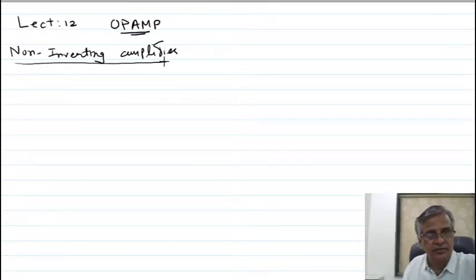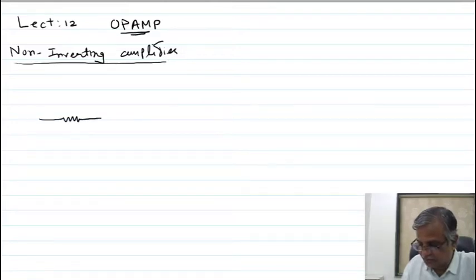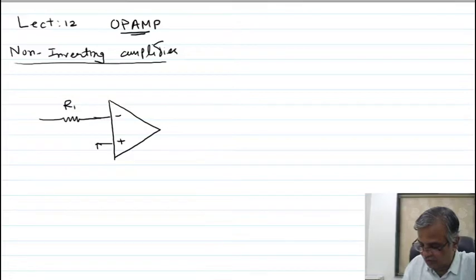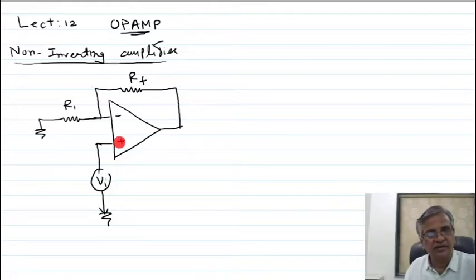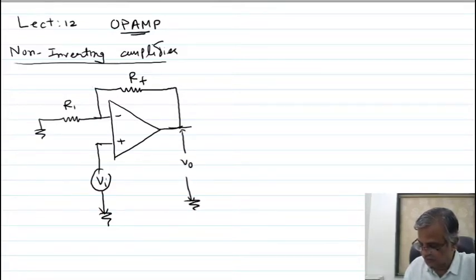In a non-inverting amplifier, there is a zero phase shift between input and output signal. I am showing you the circuit diagram of a non-inverting amplifier. In this circuit, we are giving the input voltage to the non-inverting terminal, and here you are taking the output voltage with respect to ground. There is a zero phase shift between input and output.